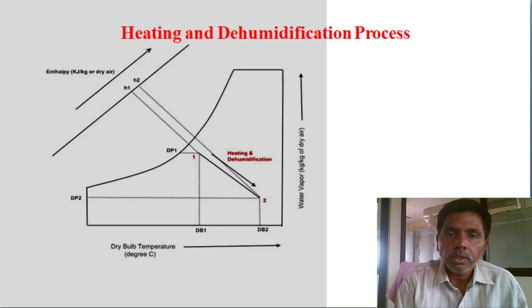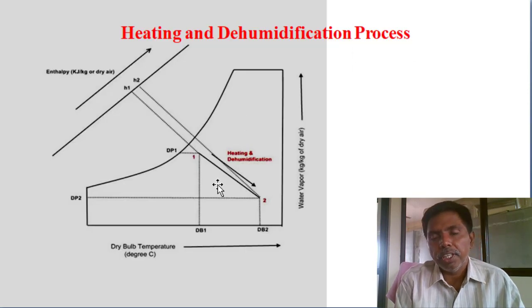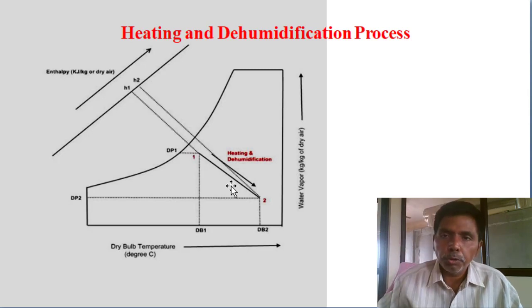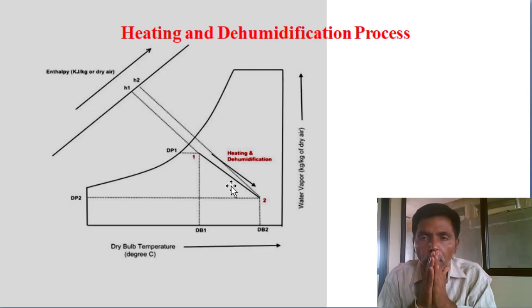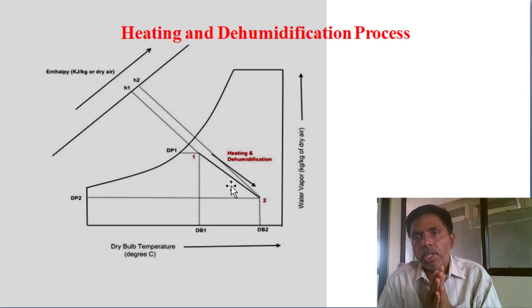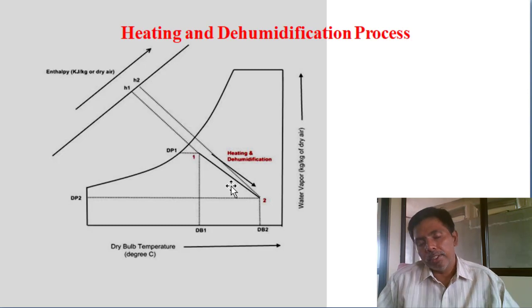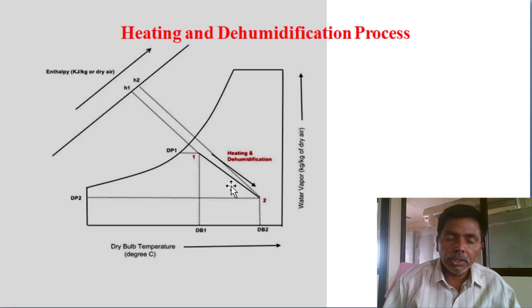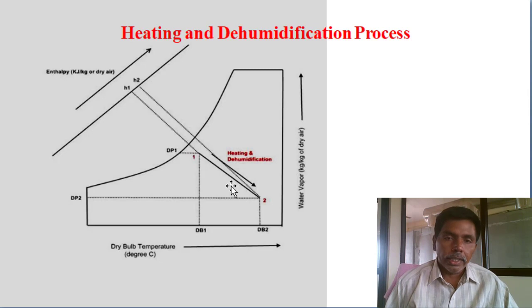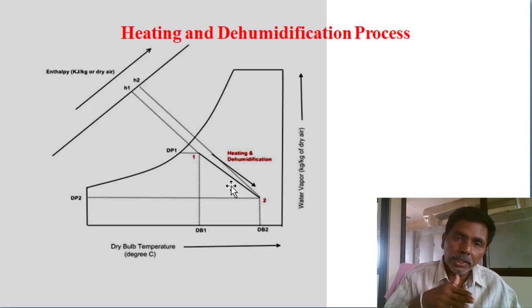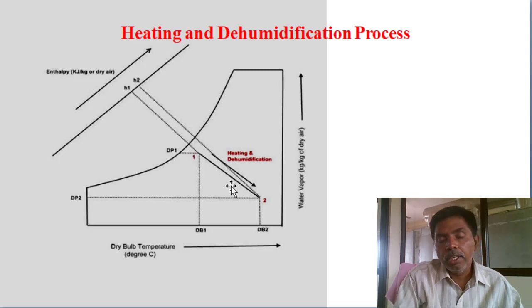Next one, heating and dehumidification. For this purpose, separate discs we are using: silica gel and alumina, Al2O3. High porous media, non-reactive chemicals. It is not reacting with the air. While humid air is flowing upon the disc, it is a highly porous material, it will absorb the moisture.